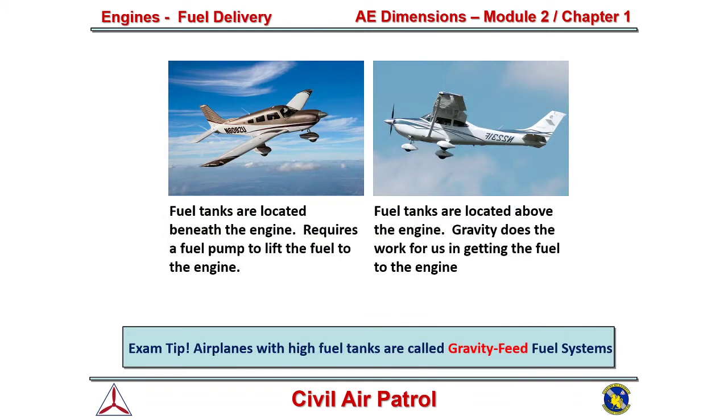Okay. Now, fuel tanks. Fuel tanks are located in two spots on most general aviation aircraft. They are located either under the wing, as an example here with this Piper, or above the wing, as is the case with Cessna. Most aircraft in Civil Air Patrol are Cessna-type aircraft, and their fuel tanks are above the wing. When the fuel is below the wing, you need a little pump that basically lifts the fuel to the engine. If you have an above-wing aircraft, the advantage is that gravity is going to do all that work for us. It's going to allow gravity to pull that fuel into the engine. So you have one less thing that can go wrong.